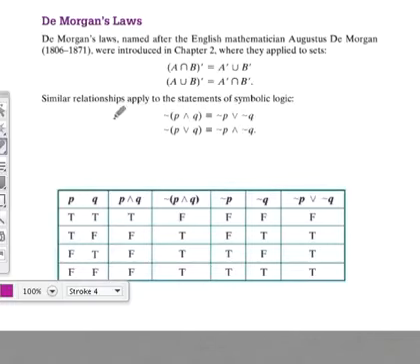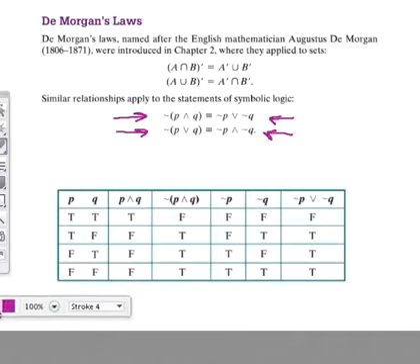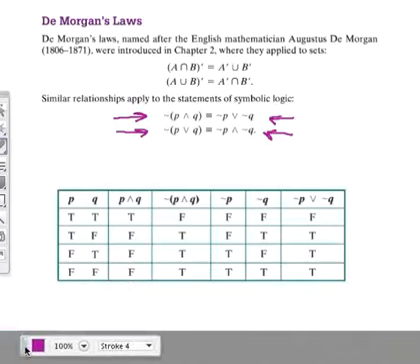Here we're negating a conjunction. Here we're negating a disjunction. Here is how to answer the first one, and here's the equivalent statement for the second one. Now, I want to sort of, quote, prove it to you.